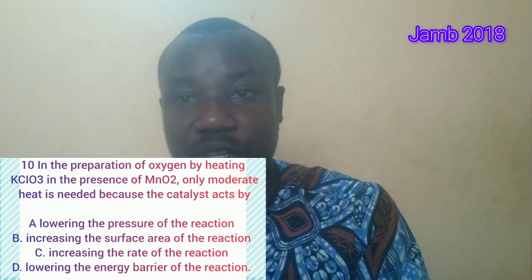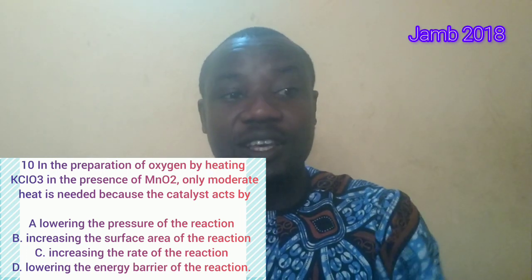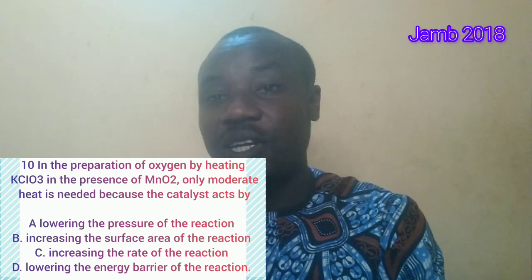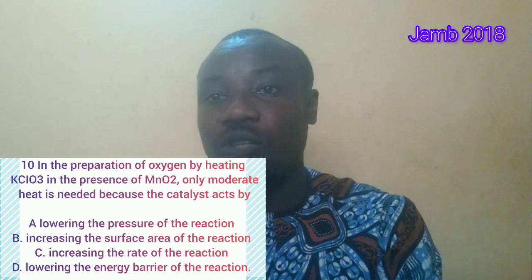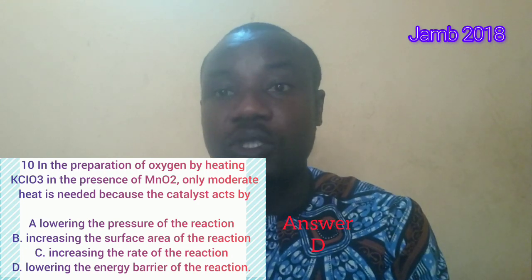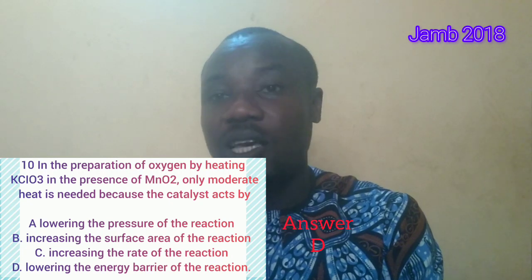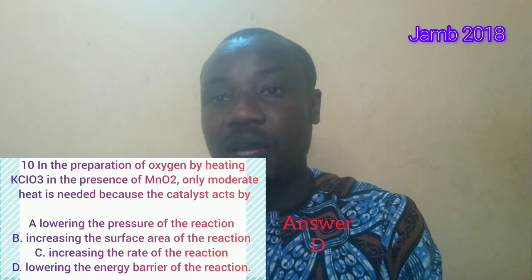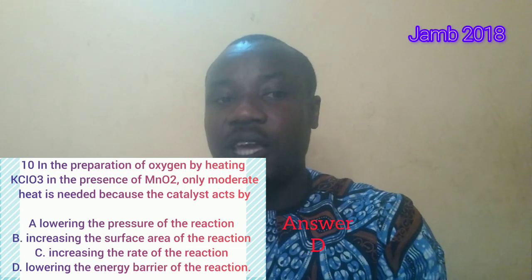Looking at the question, they want to know what is the function of a catalyst, and the function of a catalyst is lowering the energy barrier of the reaction. Then it makes the pathway to be very short, as the case may be. So the right answer is that the catalyst, that is manganese 4 oxide, lowers the energy barrier of the reaction.